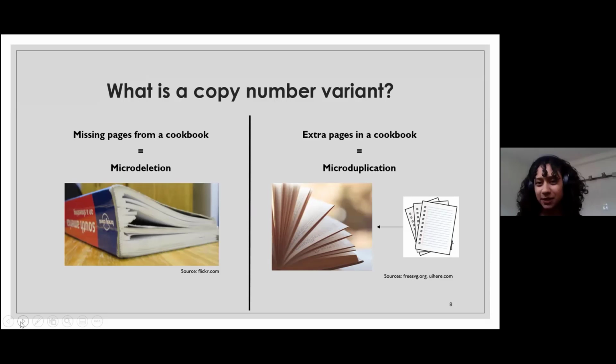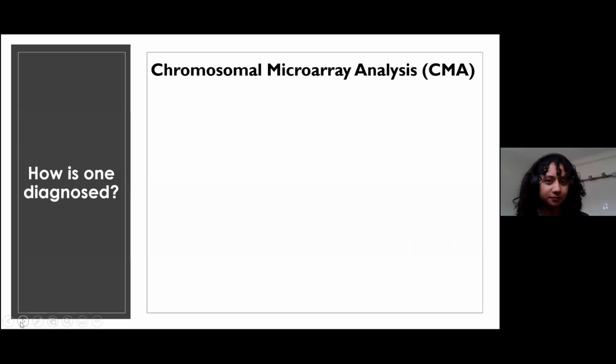Now, we call them copy number variants, or CNVs, because that encapsulates both the missing and the extra versions. And it's also a smaller term to say, microdeletion, microduplication, kind of a mouthful.